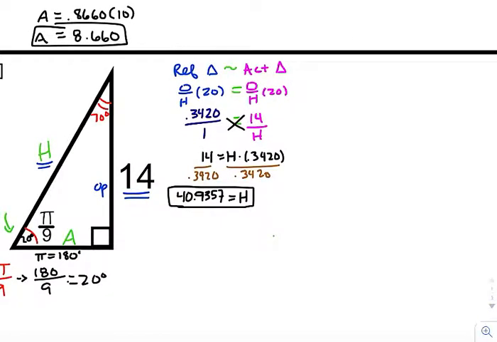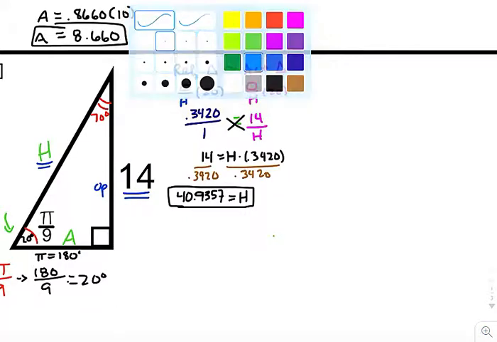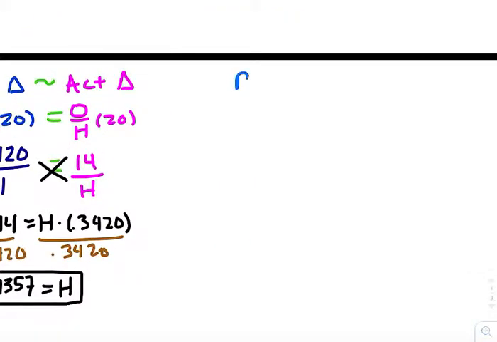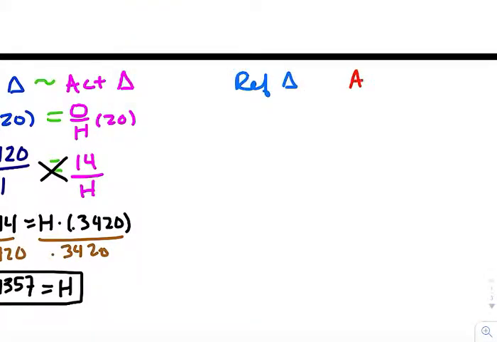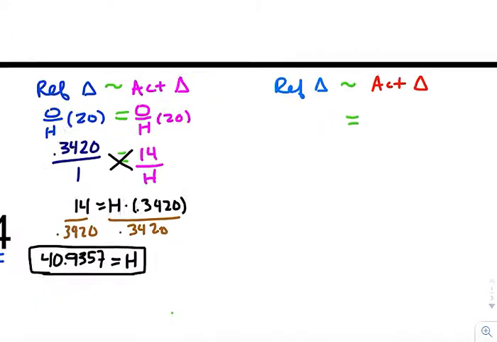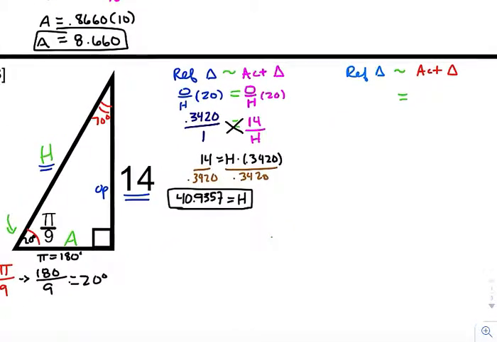I'm going to start with the same setup I had before. I'll first designate a reference triangle side and an actual triangle side. Remember, the relationship here is similarity, and so that should give us 2 equal ratios. Now we are trying to solve for a, the adjacent side, still using 20 as our reference, so we're probably going to use opposite this time. So let's go opposite over adjacent.